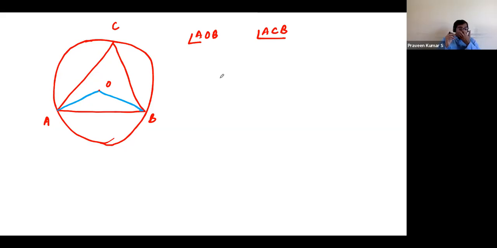Yes. So how will you prove that? This is correct. Whatever you have mentioned, that it will be twice this angle, that is correct. But how will you prove that? Any guess how you can prove this?